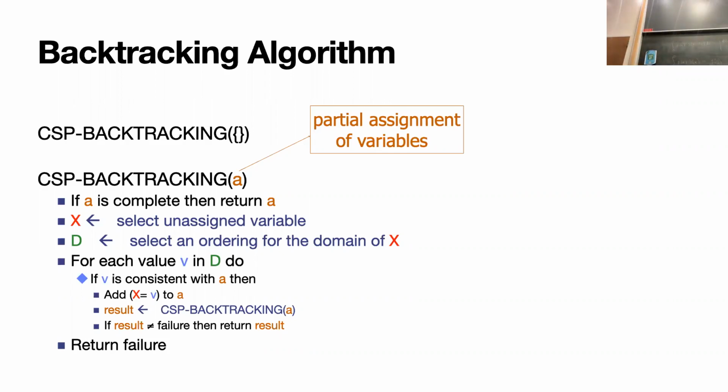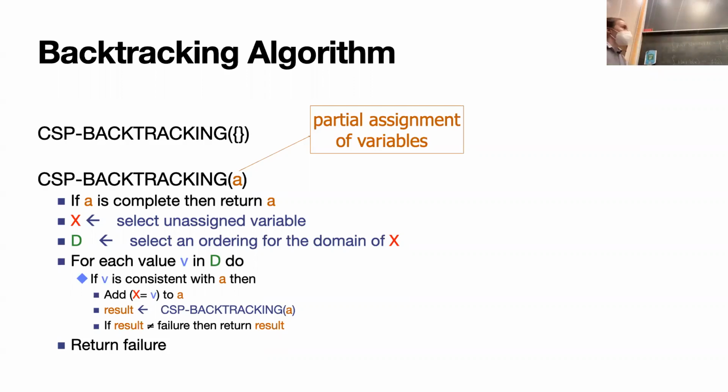We've seen a couple. Then we select an ordering for the domain of that unassigned variable. If you have this ordering, then you go through the values in order. If a value is consistent with A, then you add it to our set, and then you recursively call CSP backtracking. Otherwise, if it results in a failure, then you just return the result. And if you go through and don't make an assignment, then you return failure.